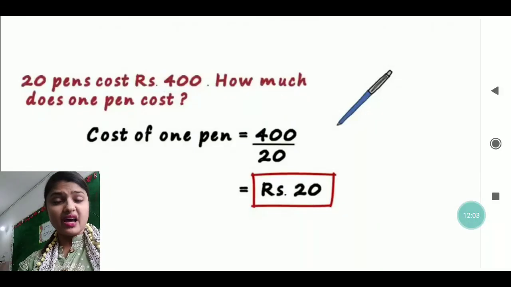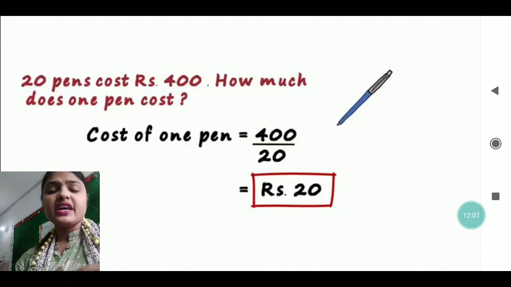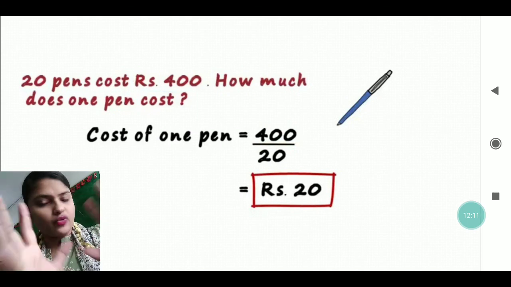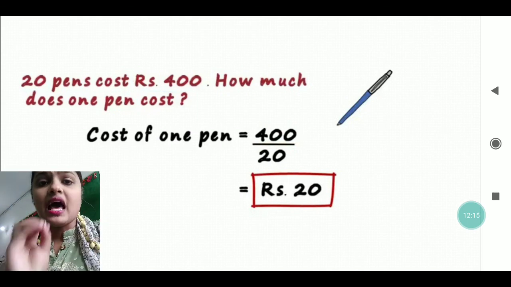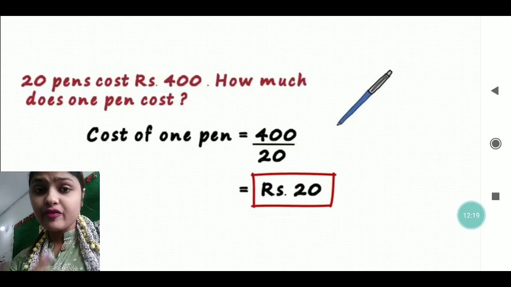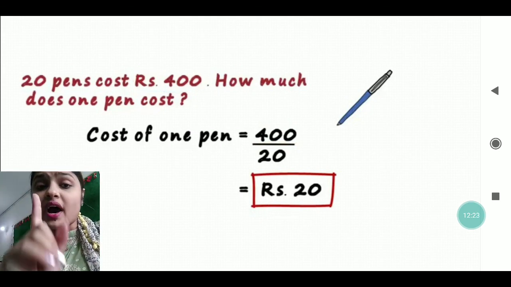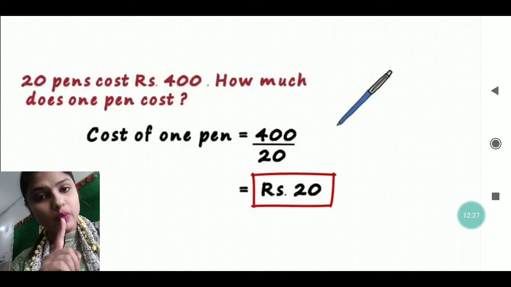One more example I am having here, that is the last which I am going to give. Just see, 20 pens cost rupees 400. Suppose I have purchased 20 pens and that cost rupees 400. How much does one pen cost? So you divide 400 by 20, you will get 20 rupees. That is the cost of one pen. Cost of one pen we have found, that is rupees 20.